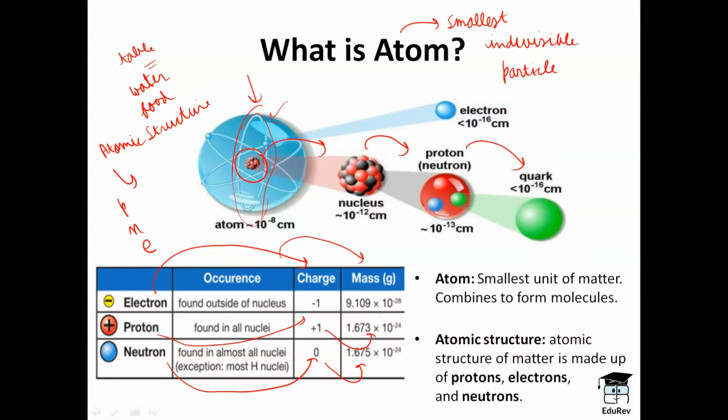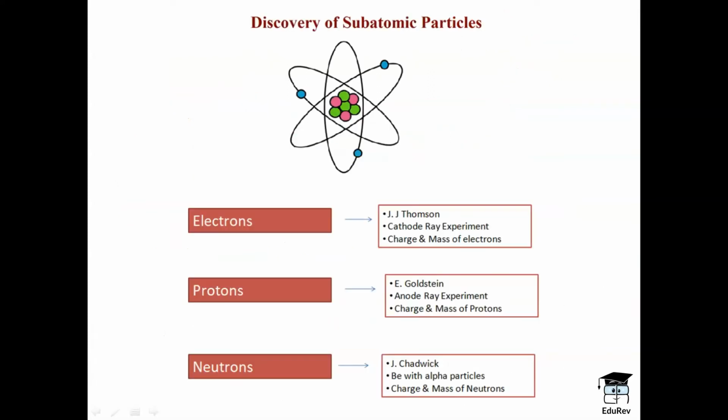Here we will notice that protons and neutrons differ in mass very slightly. Proton is 1.673, whereas neutron is 1.675. You need to remember these masses. They are very important from examination point of view. Numericals are asked where you need to put these values directly.